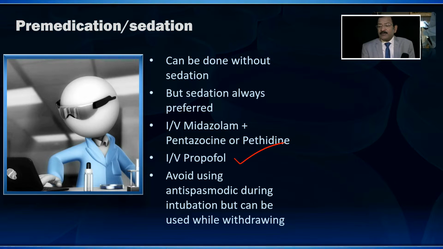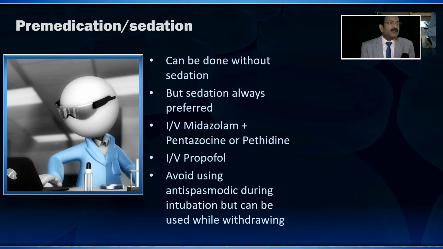IV propofol: if the patient is not cooperative, or the patient is in the ICU, or the patient is pediatric, then propofol anesthesia is the best way to perform endoscopy. We should avoid using antispasmodic drugs during endoscopy. If you put an antispasmodic drug in the beginning during endoscopy, it is possible that the endoscope will enter into the airway.